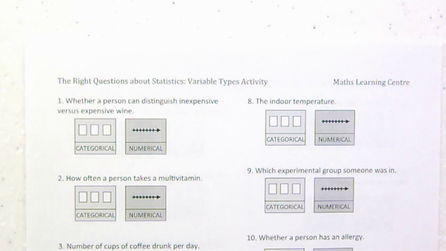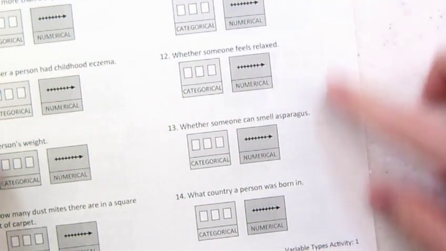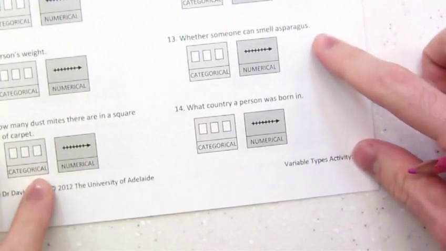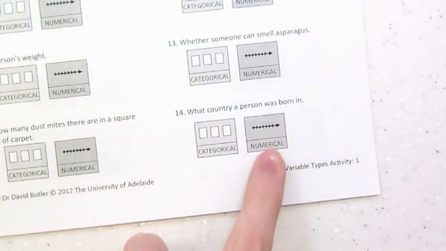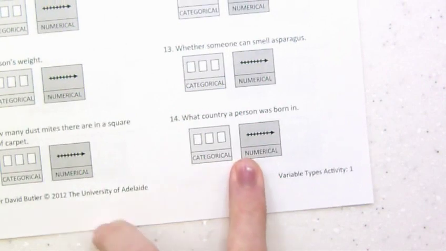And we decided with all of these variables what kind of variable they were, and I'm just going to ask a couple of them now so that we can be sure that we're all on the same page. So I'm going to go to number 14. What country a person was born in? Is that categorical or numerical? Good.